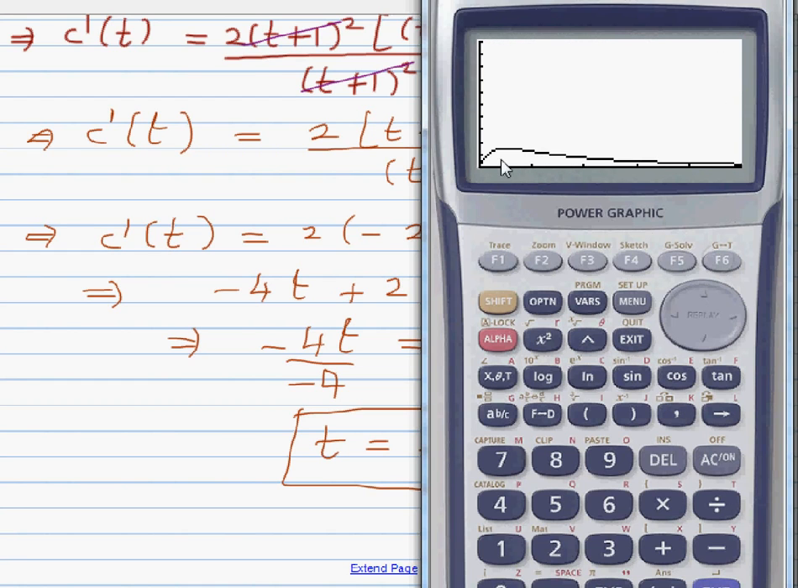So this is your graph of concentration. It goes up and it goes down, and it never approaches zero, so your x-axis is going to be your asymptote. It does make sense: when you apply fertilizer, the fertilizer never completely disappears. So you can go to G-Solve and maximum. At 0.5, sorry, half a day, your concentration was 0.2963 kgs per cubic meter. Hopefully this video has been helpful.